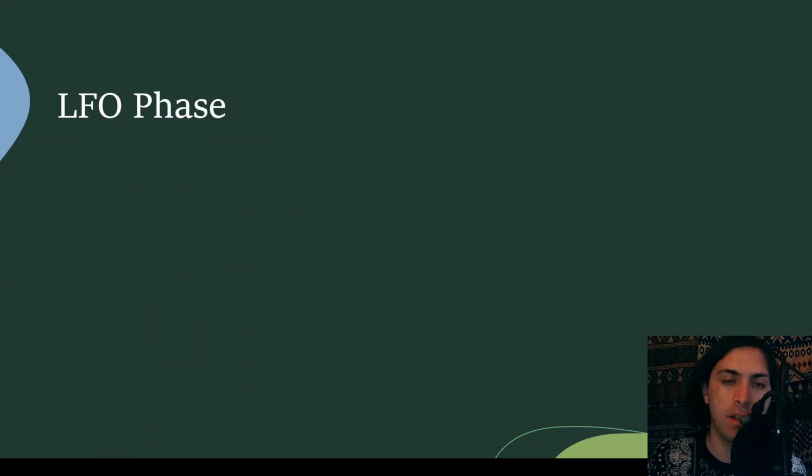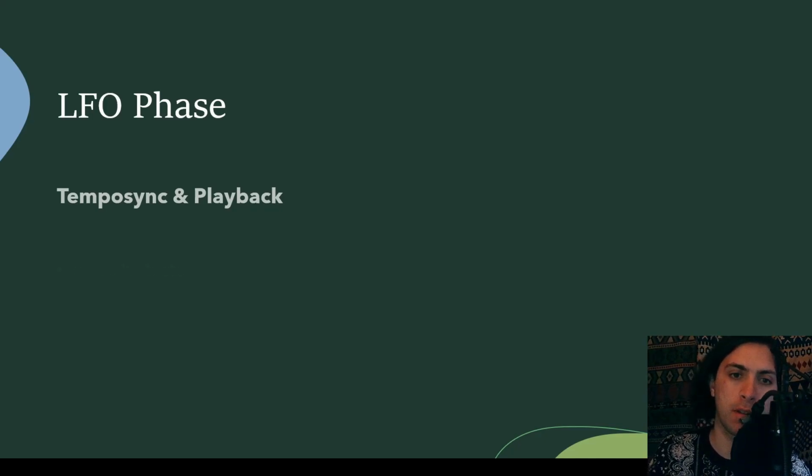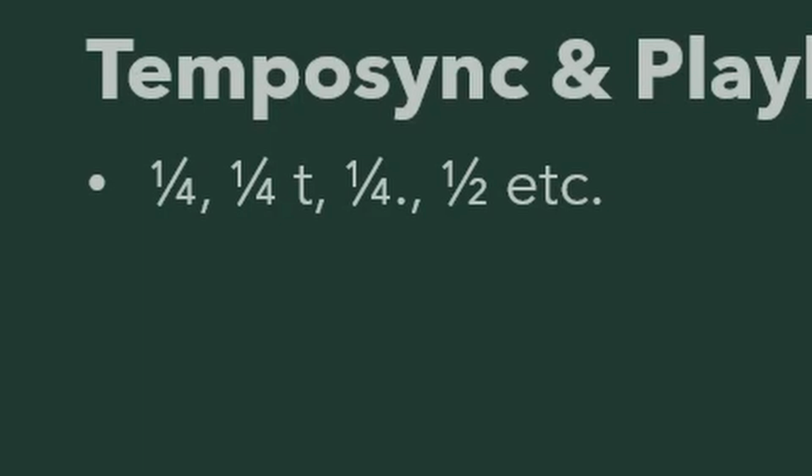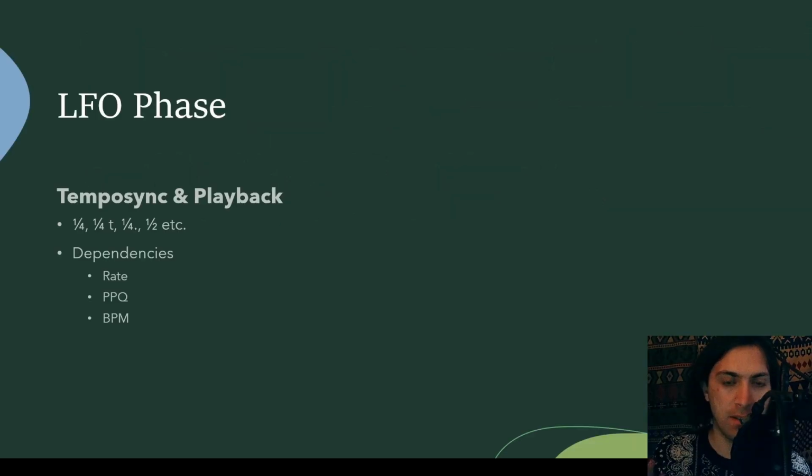So now we are talking about an LFO's phase, and specifically about the phase when the rate is in temposync during playback. As you all probably know, temposync values are the ones that relate to certain beats, like in this case a quarter note, a triplet, a dotted quarter note or half note, stuff like that. And the temposync phase depends on the rate, the project position in quarter notes and the BPM.